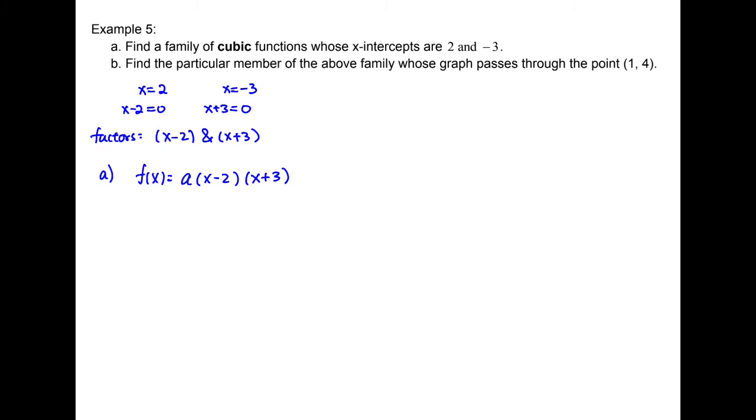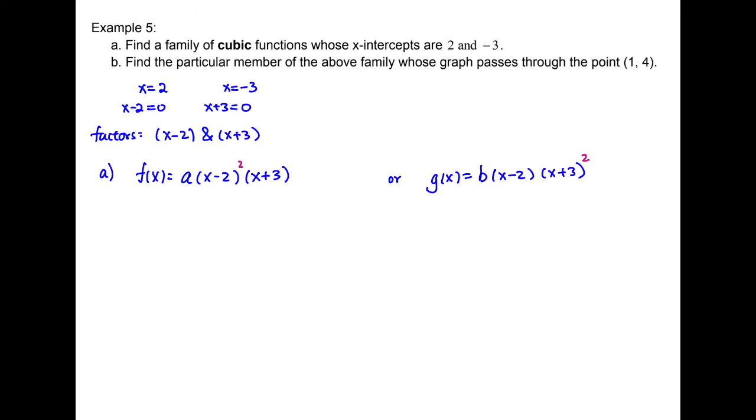That means I need to have degree 3. So I'm going to add exponent 2 on the first factor. Or I can do the family function called g(x) will be b times x minus 2 times x plus 3, and I can add the exponent on the second factor. As you can see, now we have generated 2 different possible families of cubic functions whose x-intercepts are 2 and -3.